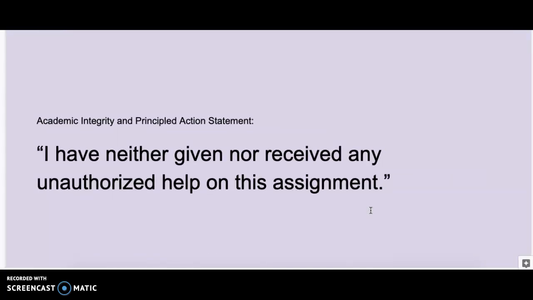The first thing you're going to do is type our academic integrity and principled action statements. It says that you have not given anybody any help on this, and you have not gotten any help. You may not use your notes that we wrote in class, but you can use a blank sheet of scratch paper and something to write with. You may not open any other websites, so make sure that you're doing that properly.